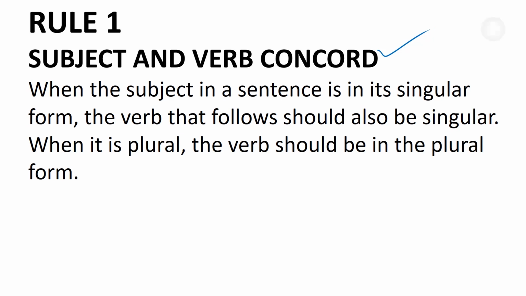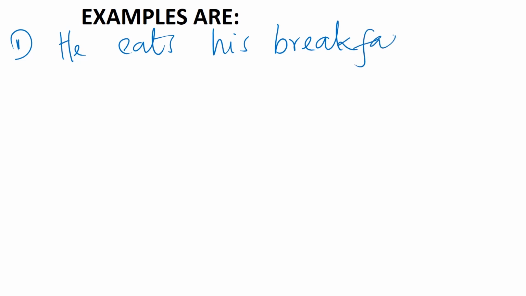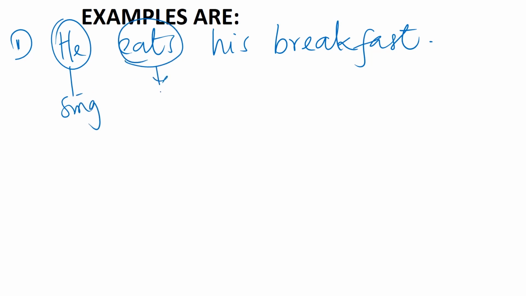And we could have examples like: he eats his breakfast. You can see he, which is singular, followed by a verb, eats, which is also singular. Please do not forget that verbs take the s marker to become singular, but nouns take the s marker to become plural. So he eats his breakfast. Eats is singular, he is singular.